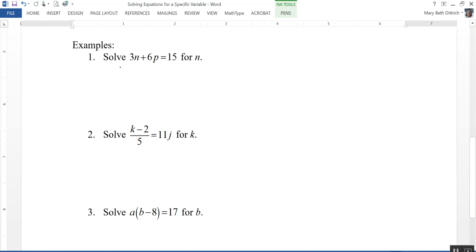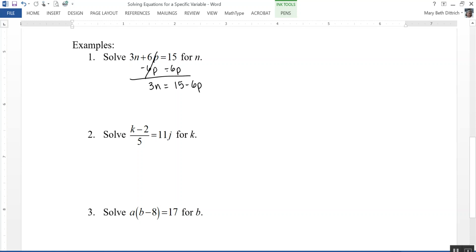So the first one says solve 3n plus 6p equals 15 for n. So I want my final answer to be n equals everything else. So I need to undo what was done to n. So n is being multiplied by 3, and then it's having 6p added to it. So the first thing I want to do is subtract 6p on both sides. And those will cancel out. That gives me 3n equals 15 minus 6p.